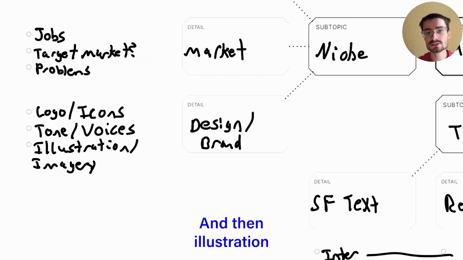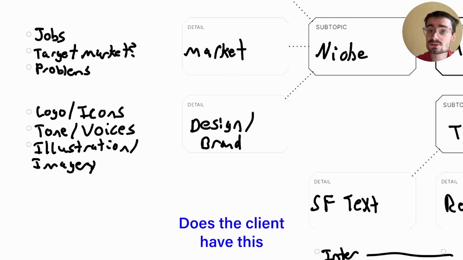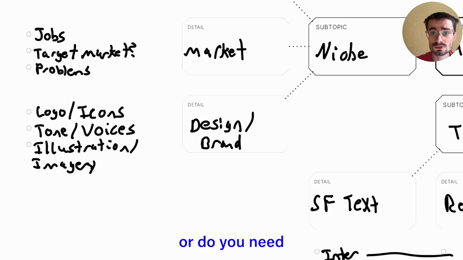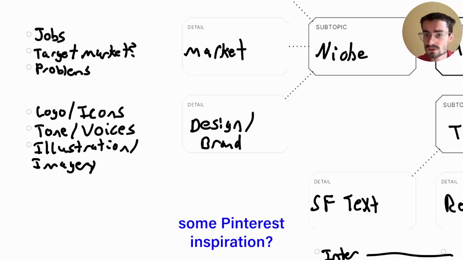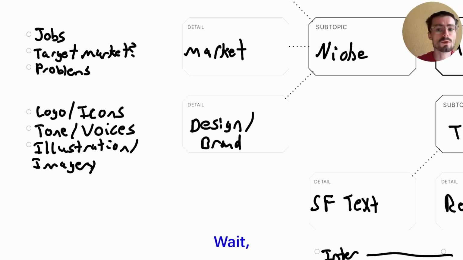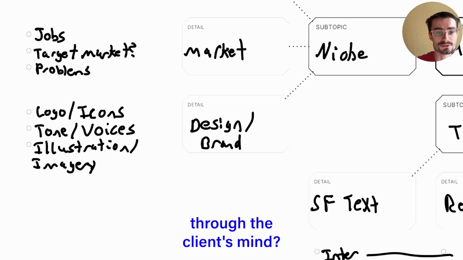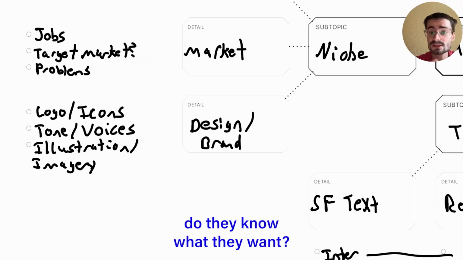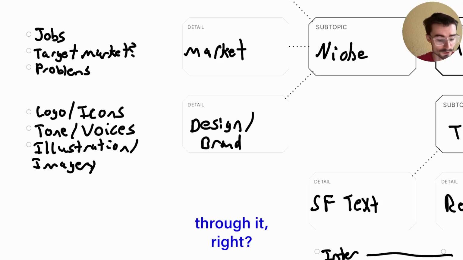And then illustration and imagery. Does the client have this, or do you need to draw? Do you need to do some vector art for this? Do you need to pull some Pinterest inspiration, right? What is going through the client's mind? Do they know what they want? And if they don't, well, then walk them through it, right?